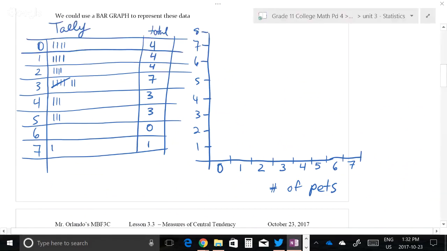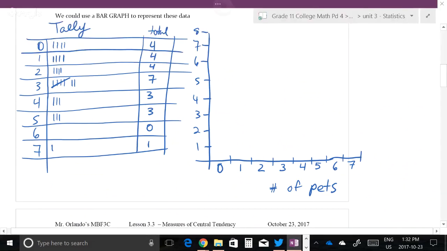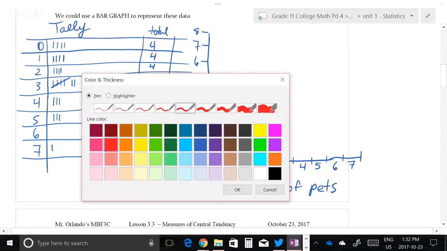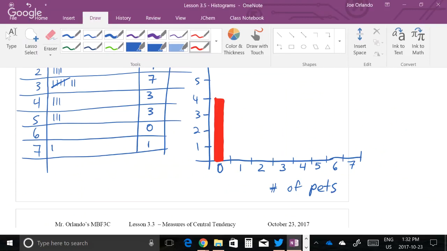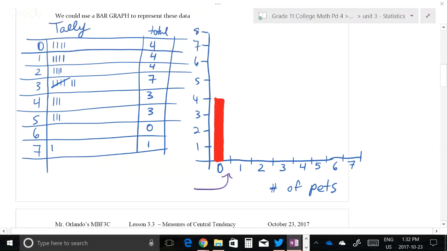So now, obviously, to make the actual chart is simple, right? What do I do? How many people have 0 pets at home? 4. Now, here's one thing I want to make clear to you. When you make a bar graph, do the bars touch each other? No, they're separate. This is important. This is key. So the bars do not touch each other.